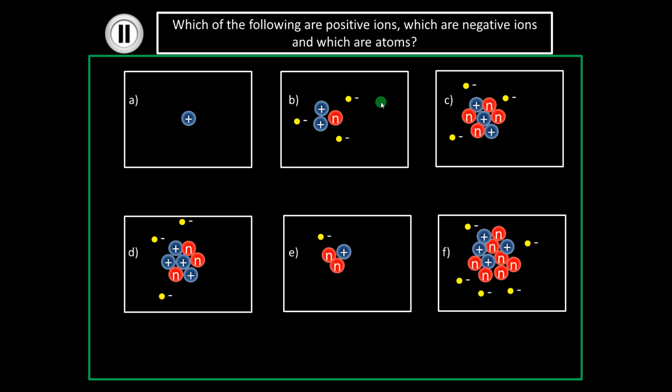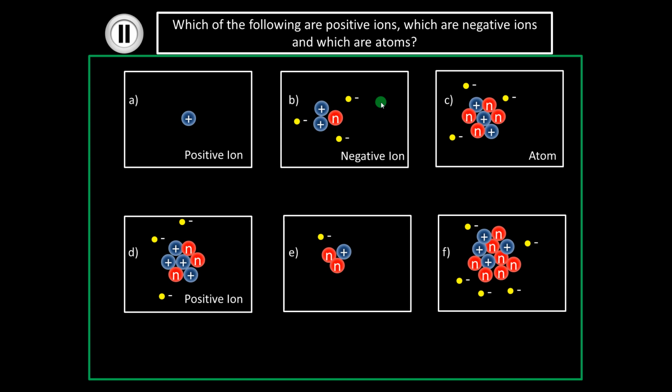Okay, so let's check through these. A, well, there's only a proton there, it's got to be positive, so it can't be an atom, and indeed it's a positive ion. It's lost the 1 electron it would have had to start with. For B, well, 2 protons, 3 electrons, meaning we've got 1 extra electron, and so we've got a negative ion. For C, 3 protons, 3 electrons, so you remember that means no overall charge, we've got an atom. For D, 4 protons, 3 electrons, an extra proton means positive ion.